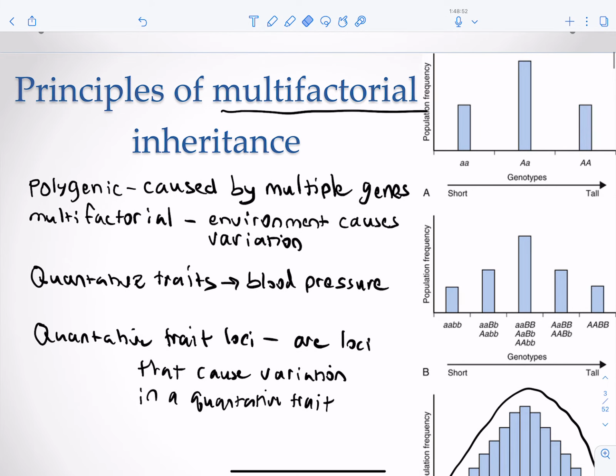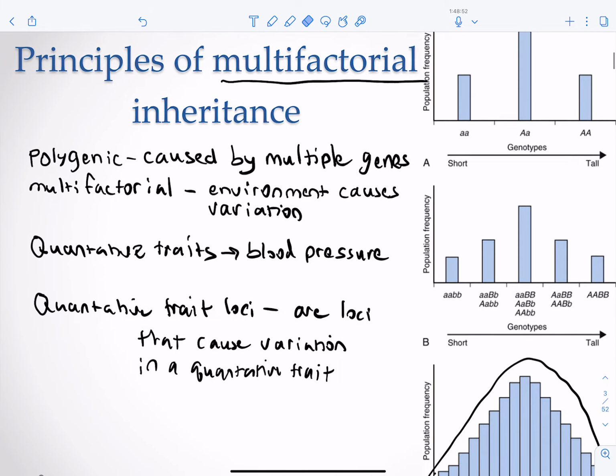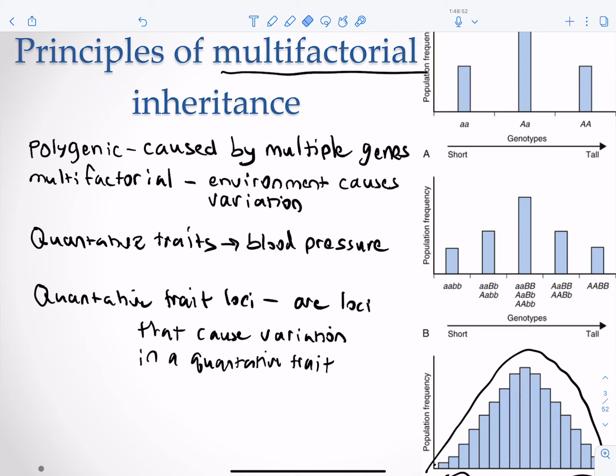So we'll just talk a little bit about these diseases. We have talked in the past about diseases that are influenced by many genes, and those are polygenic diseases. And then we have what we're talking about now, which is multifactorial. That basically means that it has both a genetic influence as well as some sort of environmental influence.